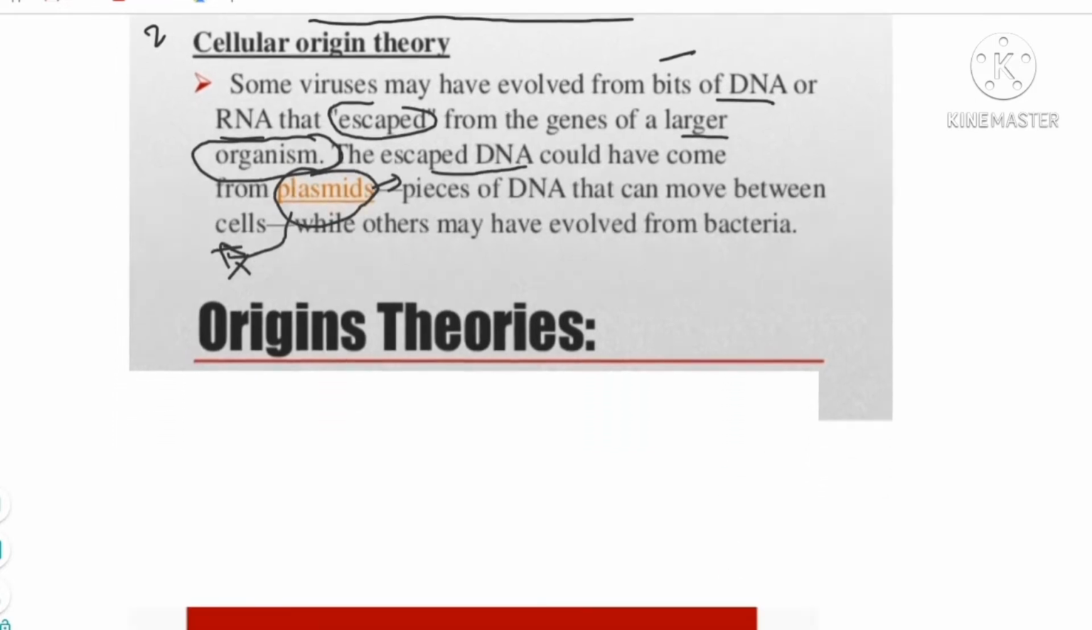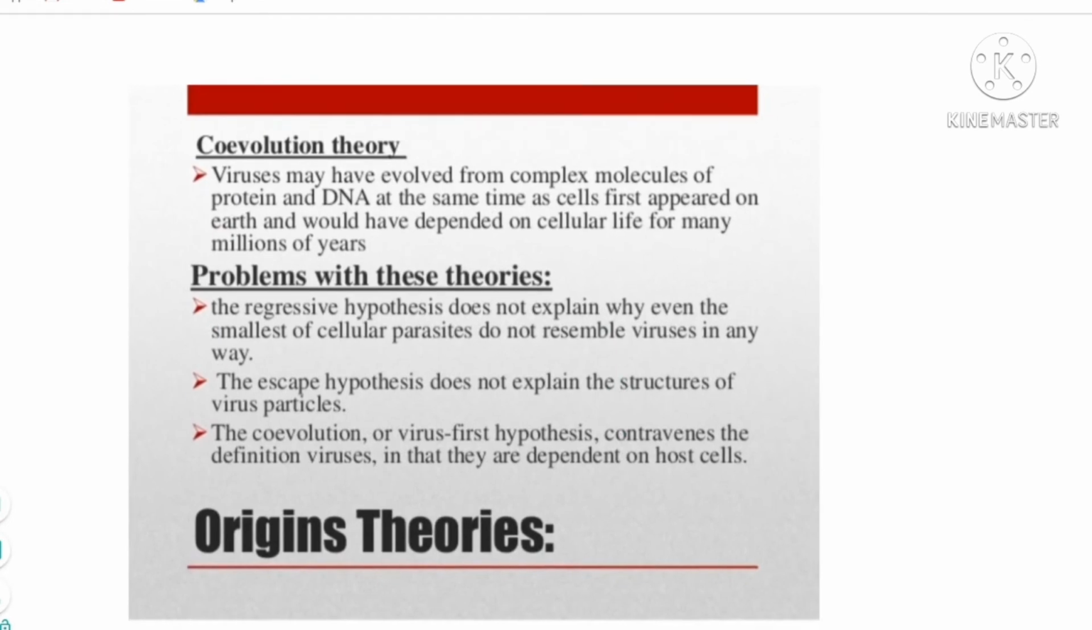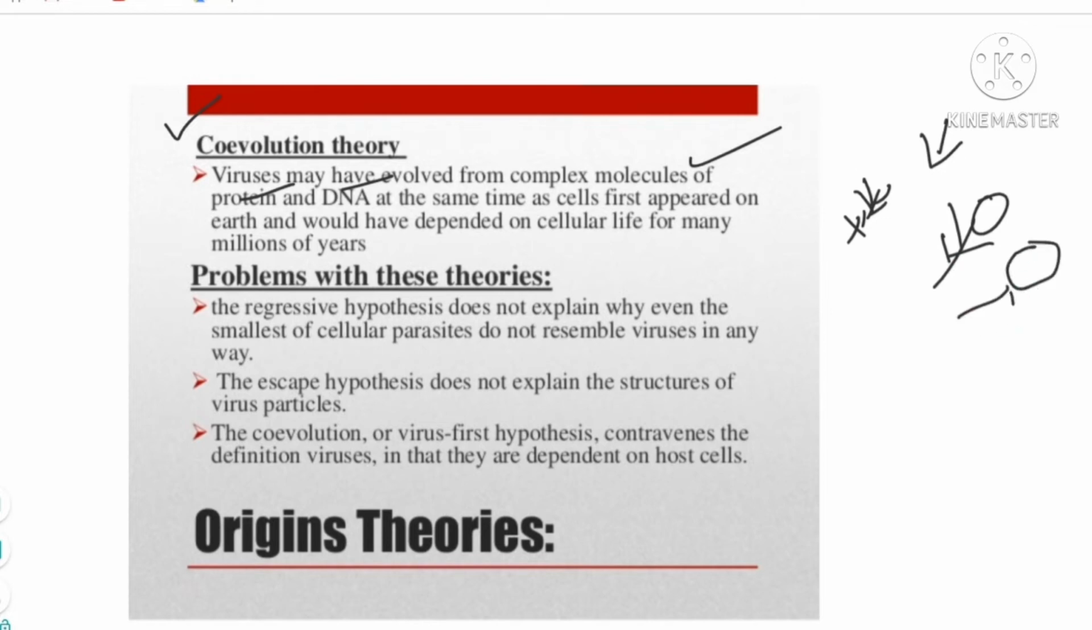while the others may have evolved from bacteria. This was the second theory, and another theory about the virus is the co-evolution theory. This states that viruses may have evolved from the complex molecules of proteins and DNA at the same time as cells first appeared. Means this theory states that co-evolution means जब हमारा evolution हुआ, उसी वक्त जब एनिमल्स प्लांट्स ह्यूमंस बने, उसी वक्त इन वायरसेस का भी एवोल्यूशन हुआ. ठीक है ना? And would have depended on cellular life for many millions of years, according to this co-evolution theory, as the name indicates.